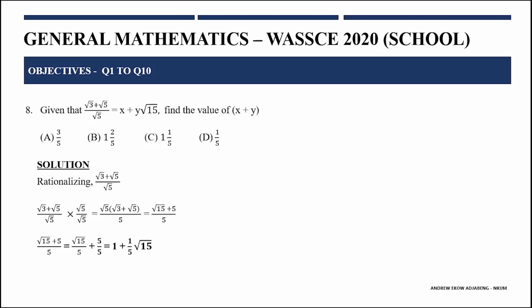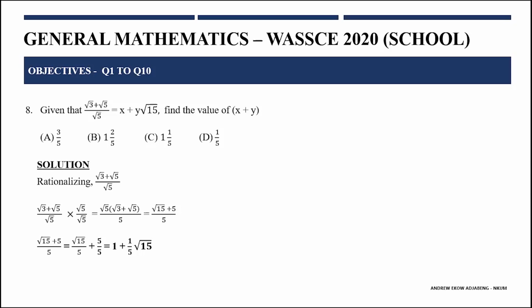This is now broken down as root 15 over 5 plus 5 over 5, because the denominator divides both terms. That is root 15 plus root 5. They are individual terms, so the denominator divides them individually. That is put into a fraction. 5 becomes the denominator. And our result is now what?